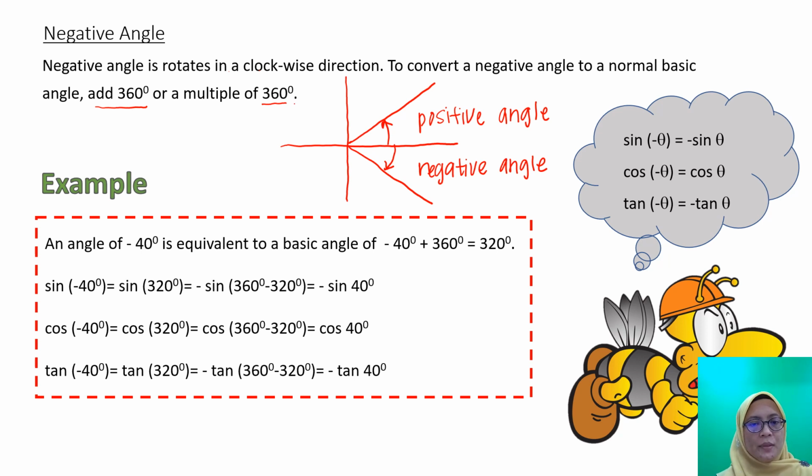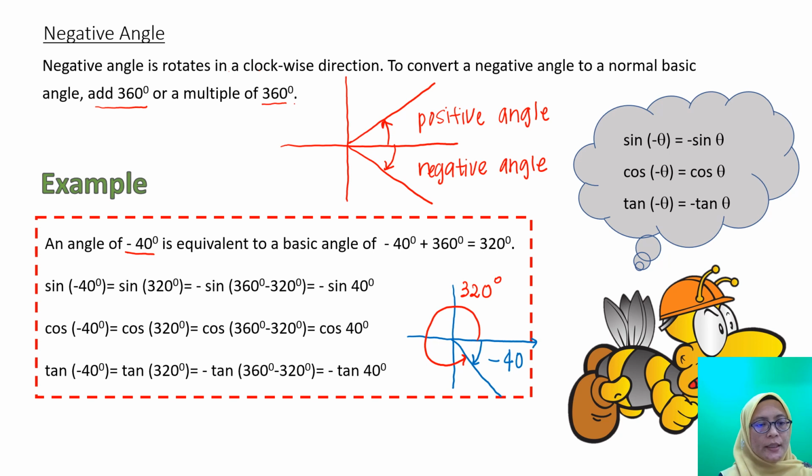Okay, so kita tengok example ni. So dia bagi contoh kalau kita ada angle negative 40. Okay, so ini negative 40. So kita measure dia guna negative angle. So this is equivalent to a basic angle negative 40 tambah 360. So dia adalah equivalent dengan nilai angle 320 kalau kita guna positive angle.